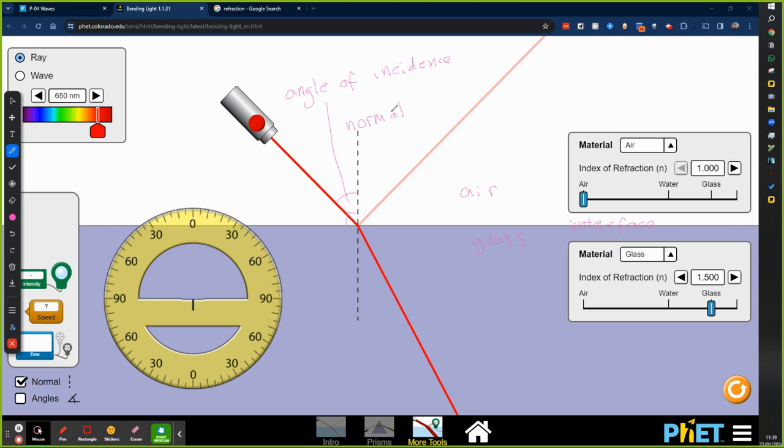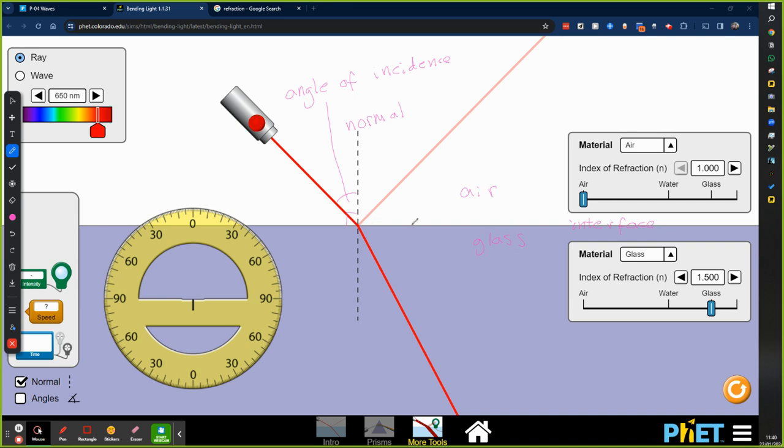So there's a few words in waves that are a bit confusing. We've come across the word normal before in everyday life, but this is not the adjective normal. We're not saying this line is normal, we're saying this line is the normal. So it's a noun. And we draw the normal at the point at which the light is entering this new substance. It was in air and now it's going into glass.